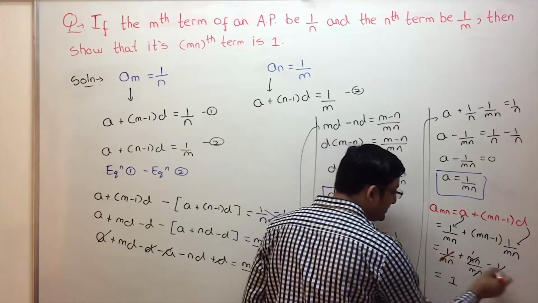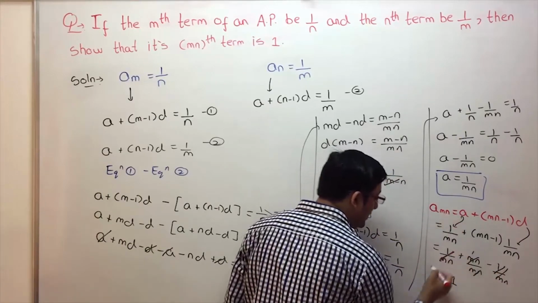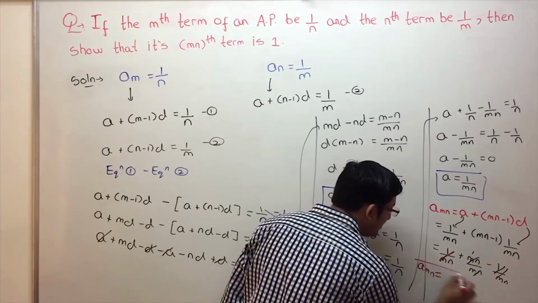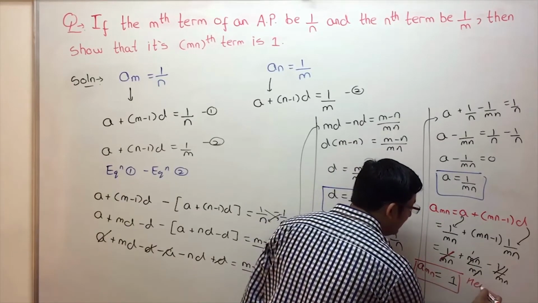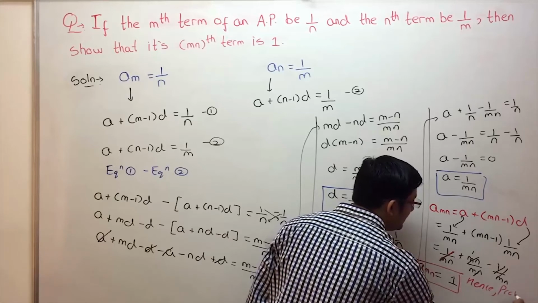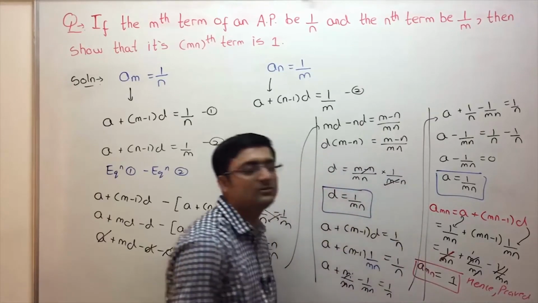I repeat, see, this and this cancel out. mn by mn is 1. So a_mn, that is the mnth term, is equal to 1. Hence proved. So hence you have shown the mnth term is equal to 1.